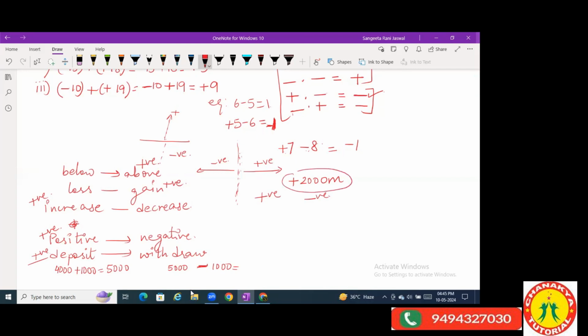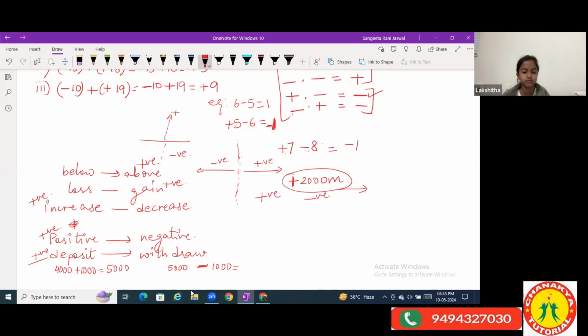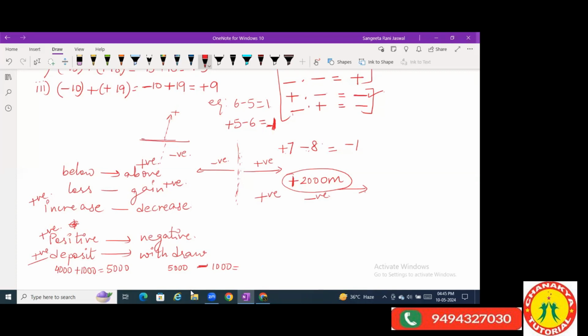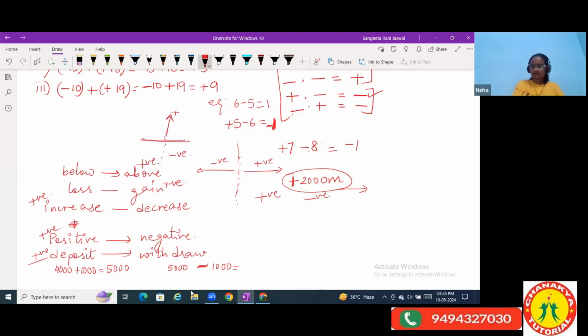The aeroplane is flying 2000 meters above the ground level. So what will you take? Above the ground level, so the aeroplane is flying higher. Can we take it negative 2000? No, ma'am. Okay. So something that is above the ground, that's positive.